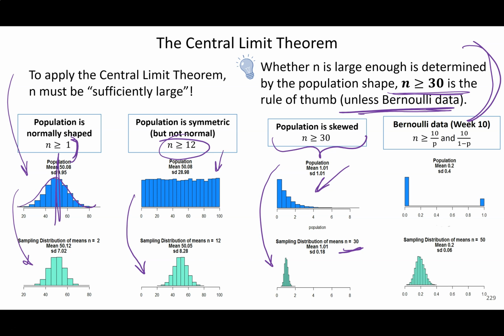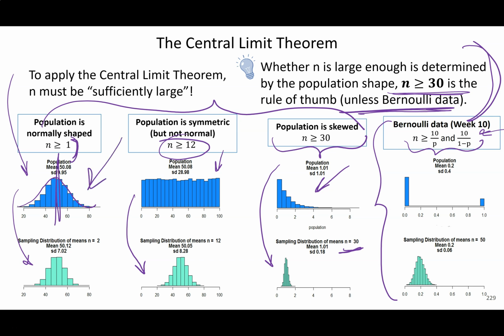And then the last one, we're going to review this definitely in a couple of weeks. But if you have Bernoulli data, so usually this means categorical, two categories, you're going to need to have a specific minimum sample size, according to whatever P is. And we'll go into that. So in general, in these scenarios, if you are taking a quantitative variable, sample sizes of at least 30 make us happy. Smaller ones make us nervous. We start trying to check, hey, is it symmetric or not?